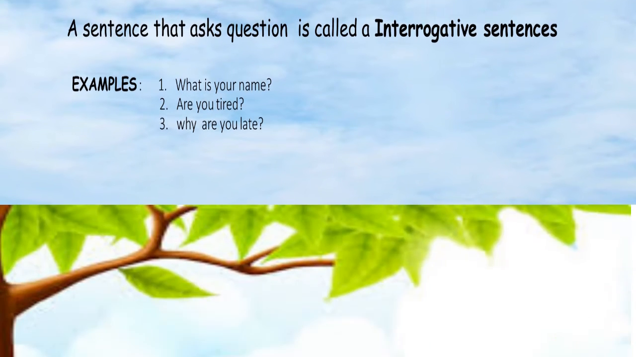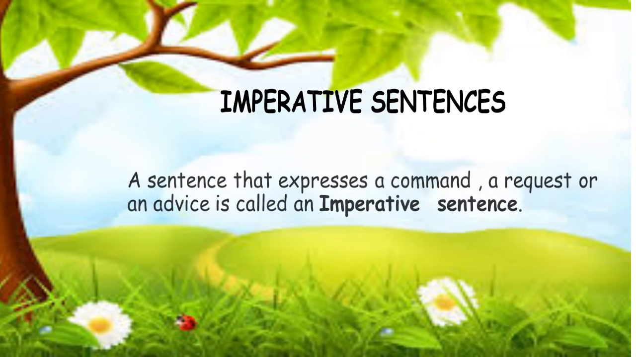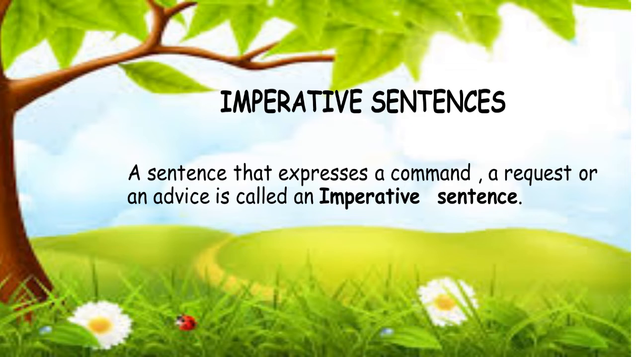Now the third one is imperative sentences. What is meant by imperative sentences? A sentence that expresses a command, a request, or advice is called an imperative sentence. The sentence which gives a command, request, or advice is called an imperative sentence. Let's see the examples of this type of sentences.